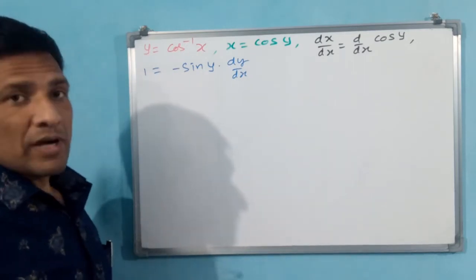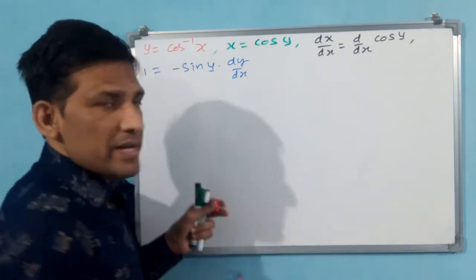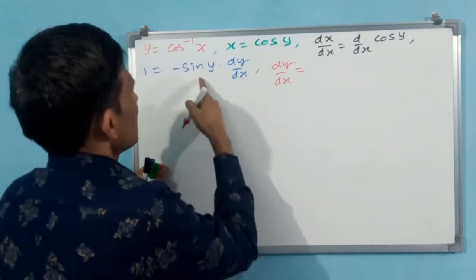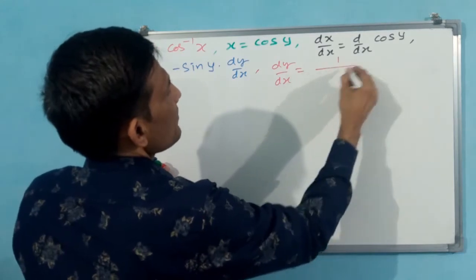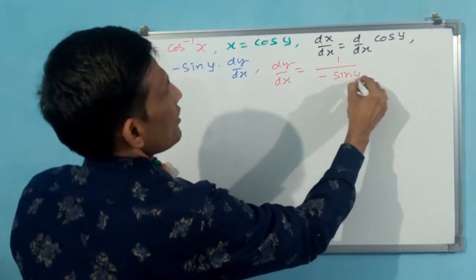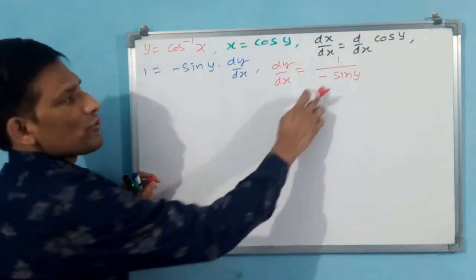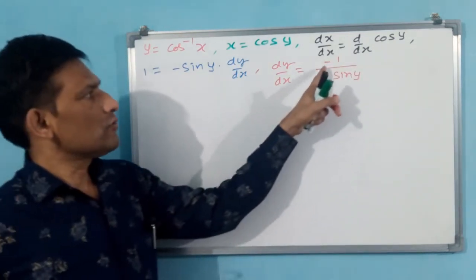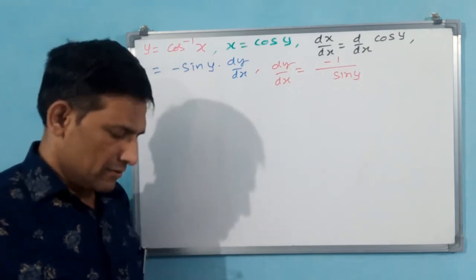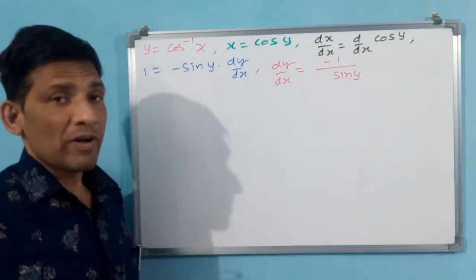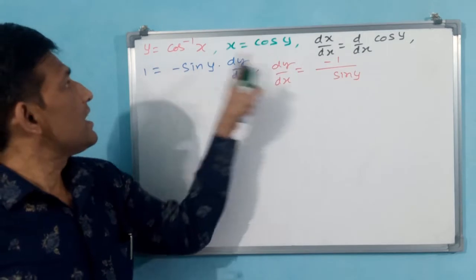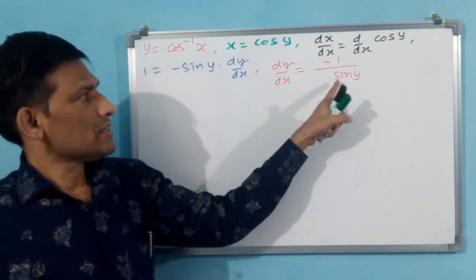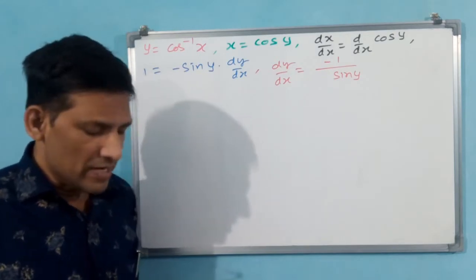But what do you want? You want dy by dx. So you keep dy by dx on one side and send the remaining to the other side. It becomes 1 by minus sin y. I transfer this minus to the numerator: dy by dx is equal to minus 1 by sin y. But is it over? No. Because in terms of y, if you substitute y as cos inverse x, sin of cos inverse x doesn't give any result.